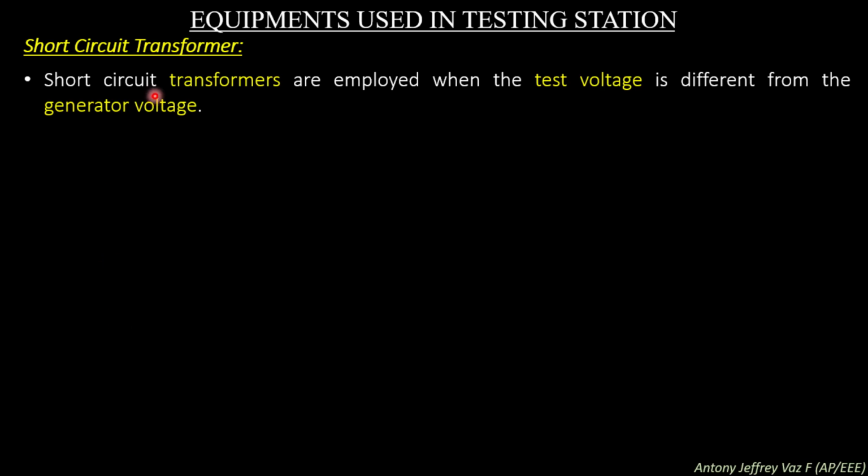Short circuit transformer. This is another component. Short circuit transformers are employed when the test voltage is different from the generator voltage. So, we know that the generator voltage is fixed. If we need a different test voltage, then we need to use a transformer. A transformer can step up or step down the voltage.